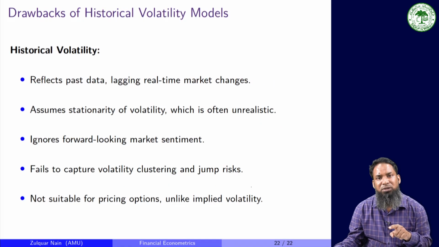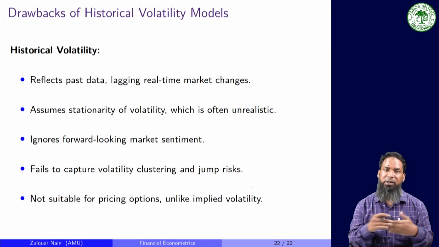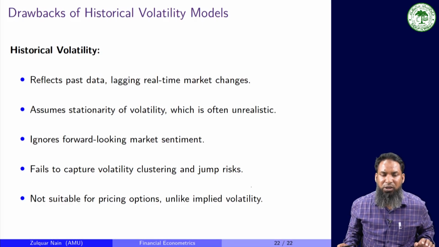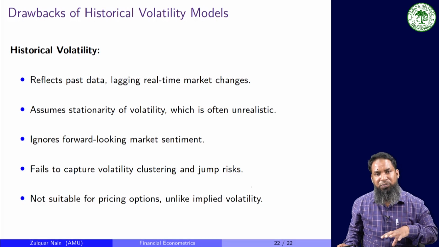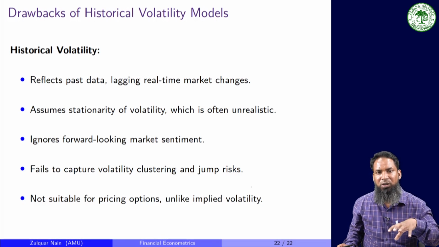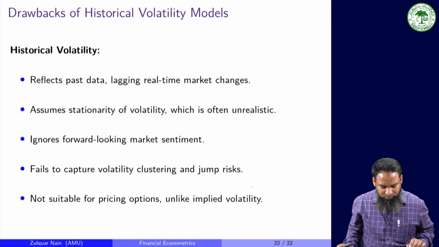However, both historical volatility and implied volatility have certain drawbacks. What are the drawbacks we have? If you look at historical volatility, it reflects past data, so it is lacking in real-time market changes. Because it is based on past observations, it cannot capture what is currently happening in the market for that particular financial asset.